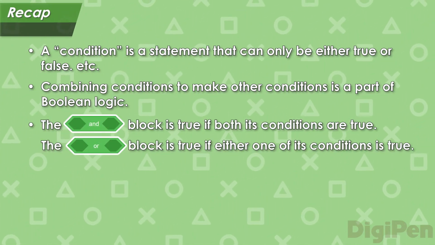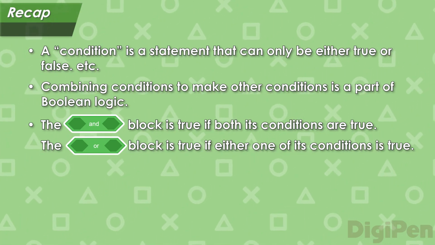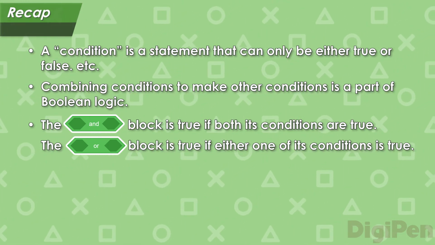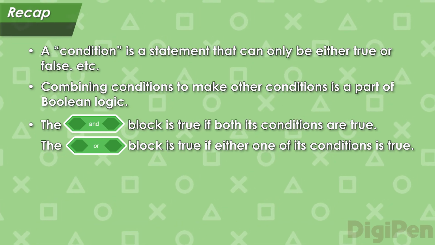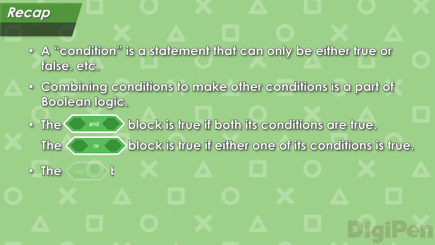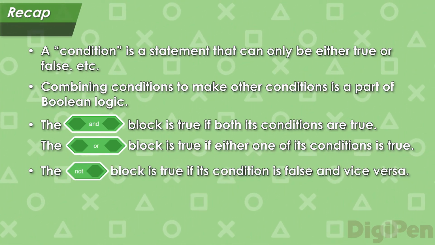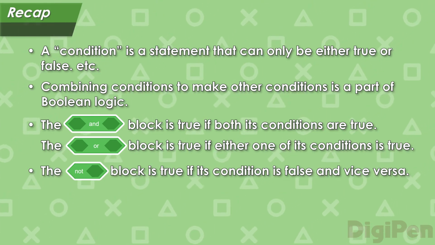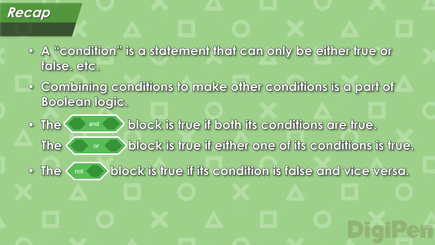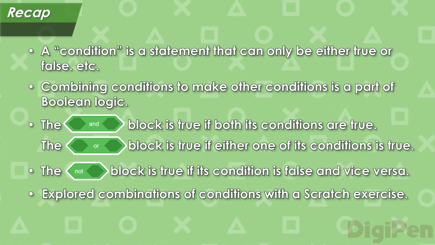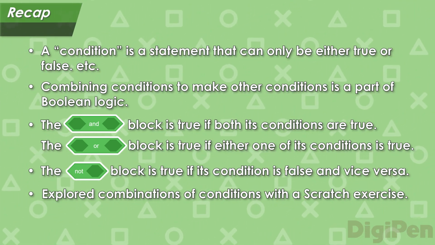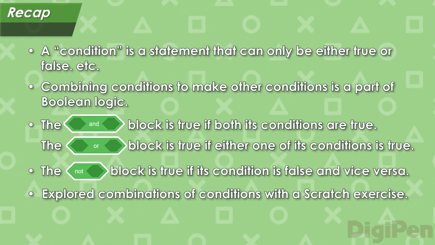Next, we learned about the AND and OR blocks, each of which has two condition slots. The AND block is only true if both conditions in its slots are true, but the OR block is true if either one of its conditions is true. Then we learned about the NOT block, which has one condition slot, and it is true when its condition is false, and false when its condition is true. Finally, we played around with an exercise in Scratch to explore the different ways that conditions can be combined and used in gameplay programming.